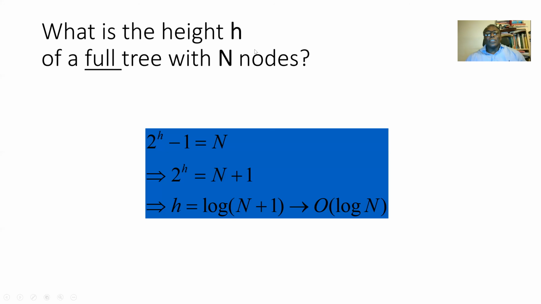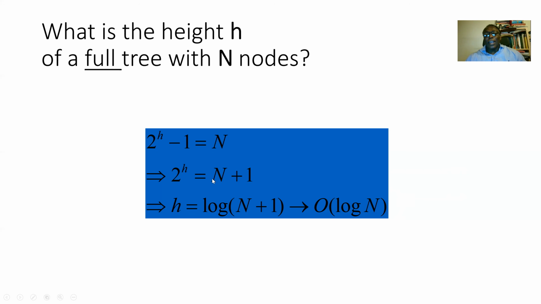So what is the height h of a full tree with n nodes? This is an algorithm concept from computer science, but it's also discussed in discrete mathematics. We know 2 to the power h plus 1 minus 1 equals n. Remember, the number of levels minus 1 will give me the height. So if I have a full tree, the number of nodes on that tree will be 2 to the power h plus 1 minus 1 equals n.